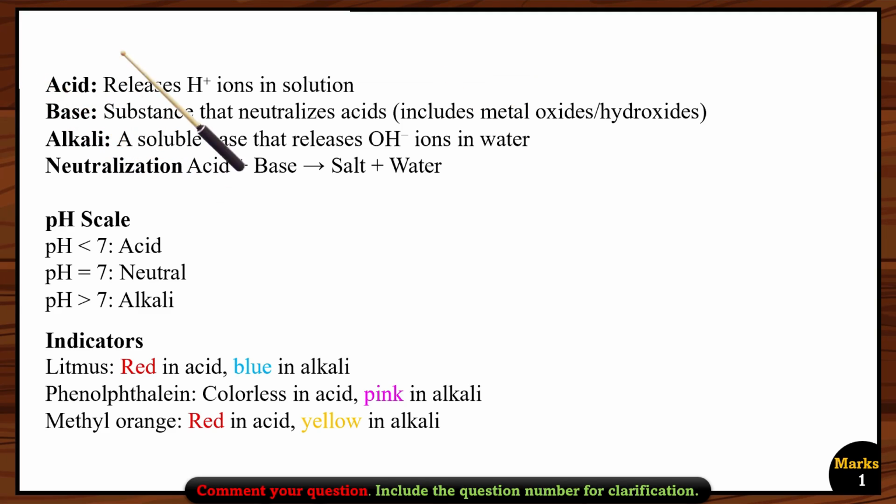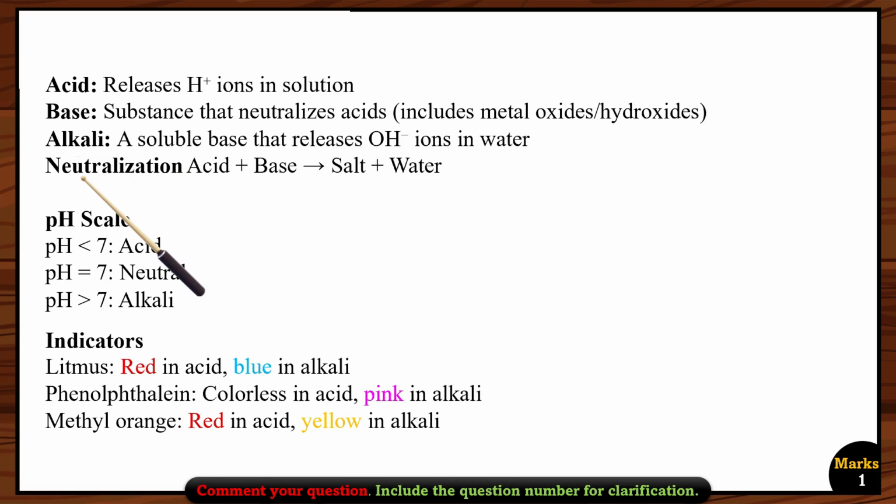What are acids? Those compounds that release hydrogen ions in the solution. Even if the acid is a weak acid or a strong acid, it will still release the protons or hydrogen ions. What is a base? A base is a substance that neutralizes the acid, and it includes both metal oxides and hydroxides. And what is an alkali? An alkali is actually a base that is soluble in water. So any soluble base in water is called an alkali.